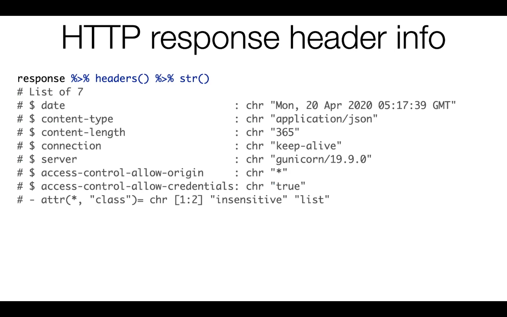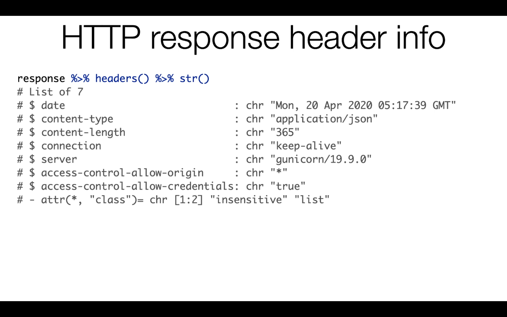You can check the HTTP response header information just with the headers function. Of course, it's going to give you back a named list, just like the response itself. And this may be more or less useful depending on your application, though I typically don't find it so useful. It can certainly say things about the server.